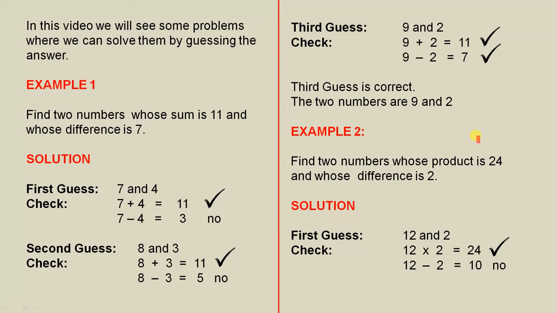and whose difference is 2. Solution. First guess. 12 and 2. 12 twos are 24, that's what the problem's asking. 12 take away 2 is 10. That's not what the problem is asking because the difference has to be 2.